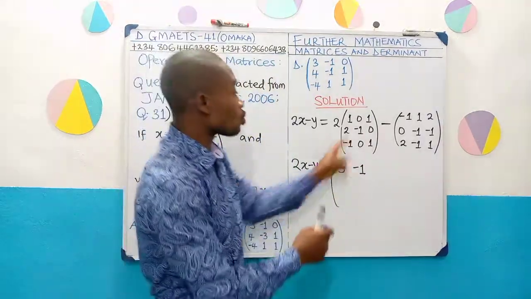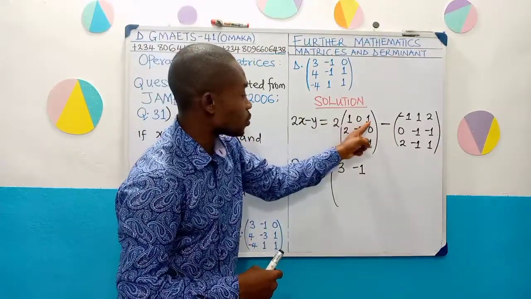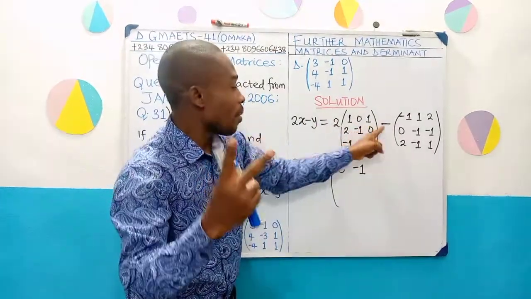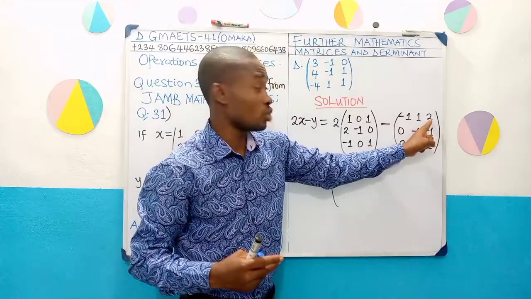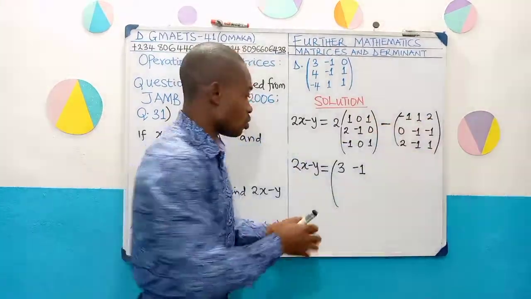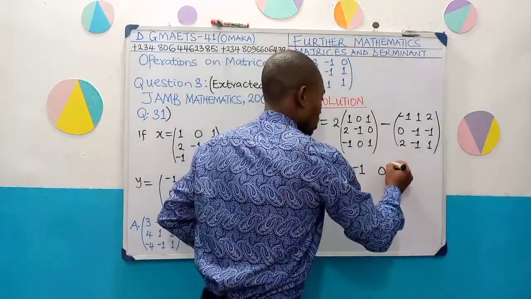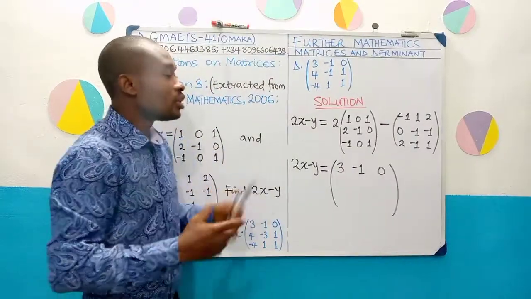We are now moving on to row 1, column 3. So let's work it out and see. 2 times 1 will give us 2. Minus the element in row 1, column 3 there, which is 2 here. And that's going to give us 2 minus 2. And 2 minus 2 is 0. So I'm done with row 1. Okay? Let's now move on to row 2.